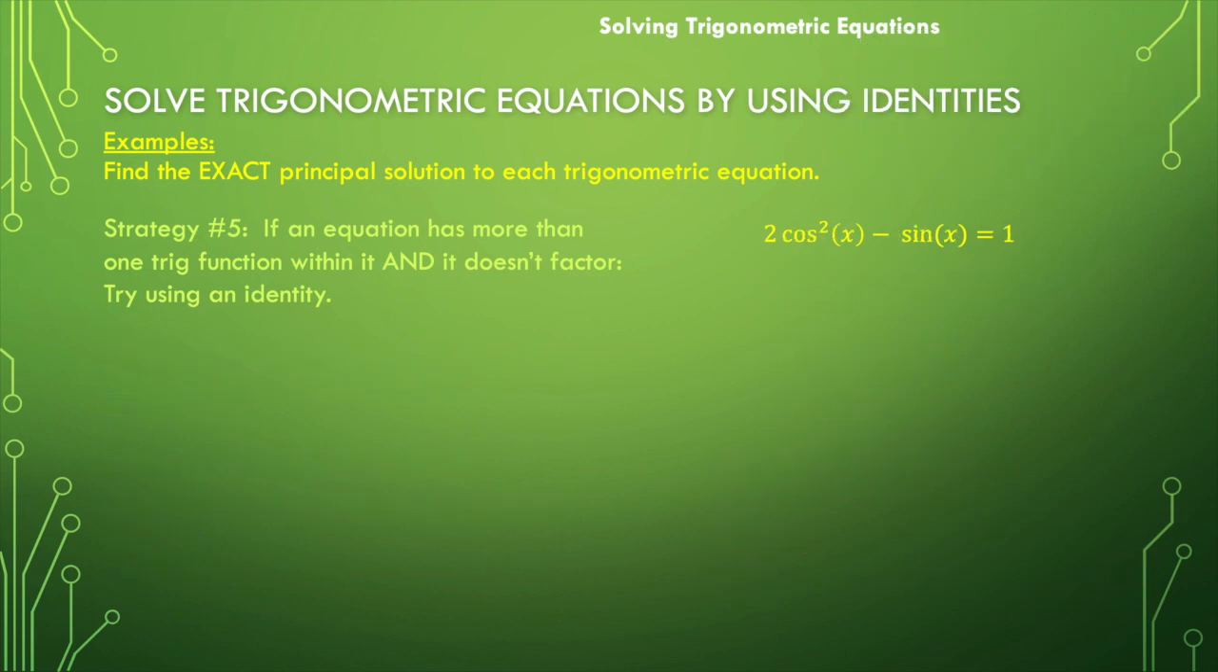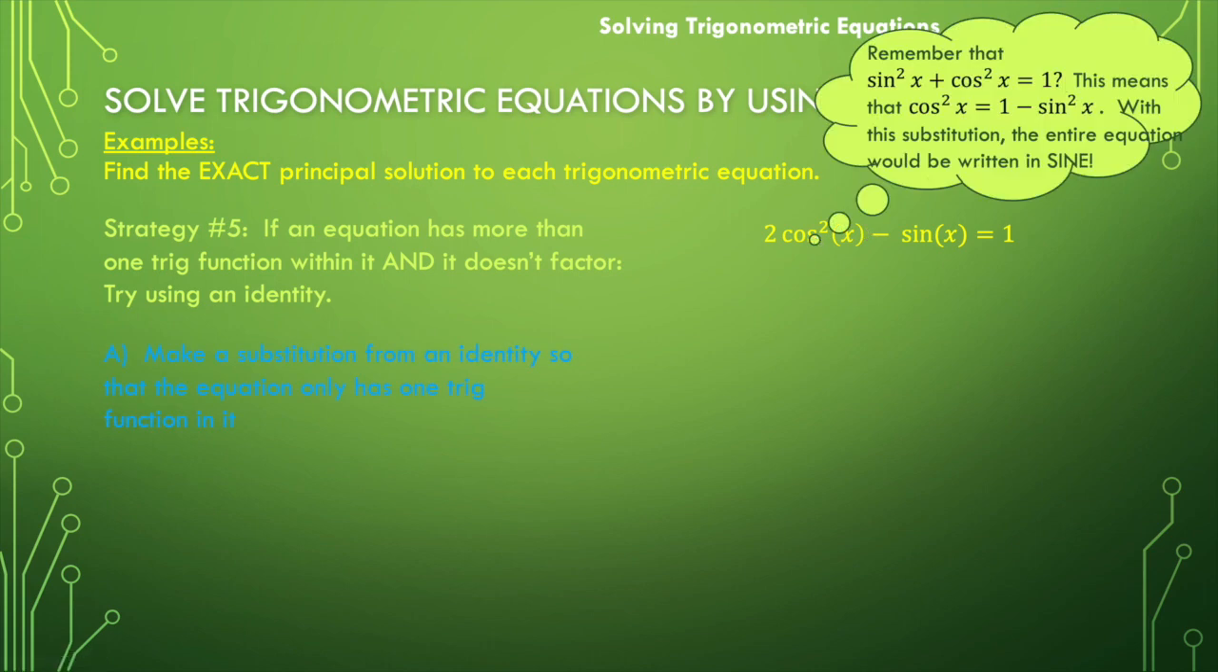Oh, this looks very similar. And in fact, it is pretty much the same thing. Let's see how you do walking through this with me. All right, I have 2 cosine squared of x minus sine of x equals 1. Notice I'm in sine and cosine here, but I have a cosine squared function here. So I'm going to think about using a Pythagorean identity to get rid of this.